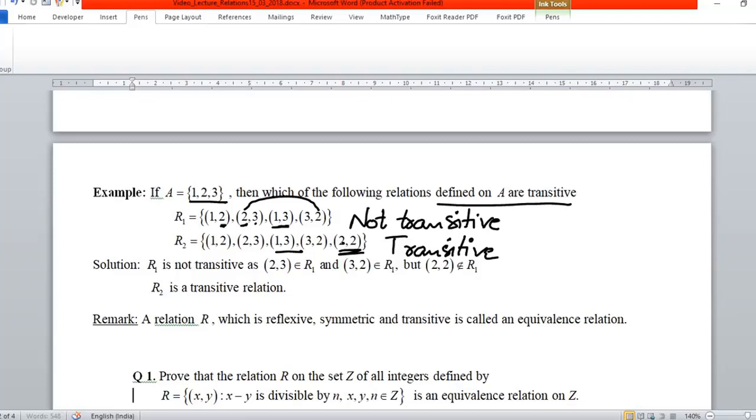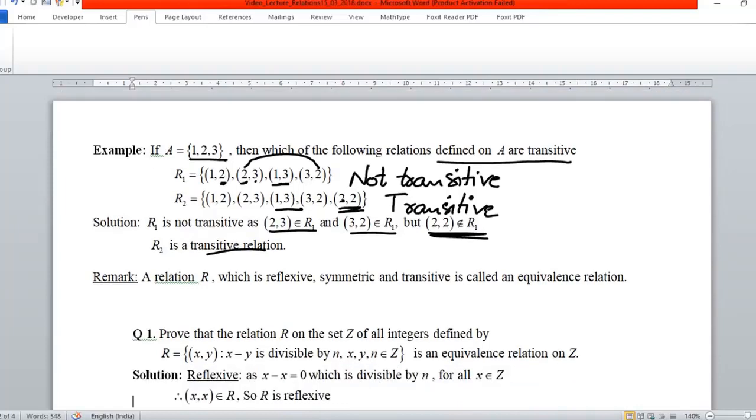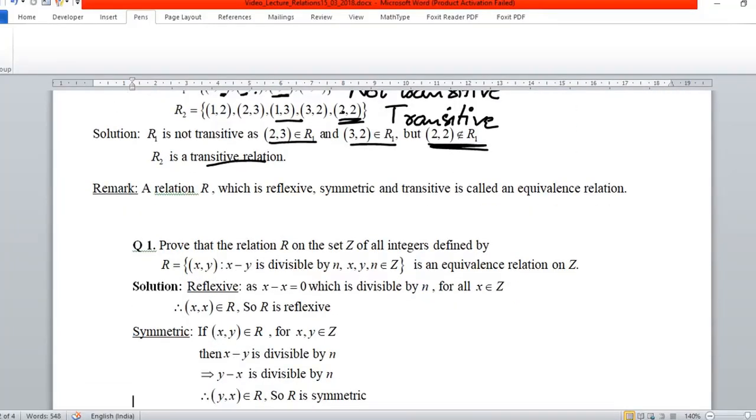So overall, R1 is not transitive as (2, 3) belongs to R1 and (3, 2) belongs to R1, but (2, 2) does not belong to R1, and R2 is a transitive relation according to the definition.